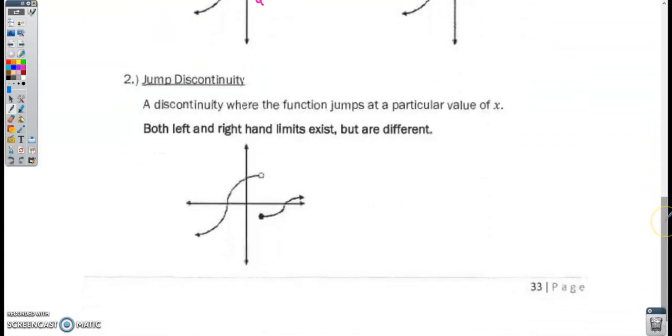Next, a jump discontinuity. We're so clever as mathematicians the way we name things. A jump discontinuity is a discontinuity where the function jumps at a particular value of x. The key characteristic related to limits of a jump discontinuity is that both the left and right hand limits exist, but they're different. The function is approaching a different value as we approach that x value from the left than it is as we approach it from the right, and so we see a jump discontinuity there.